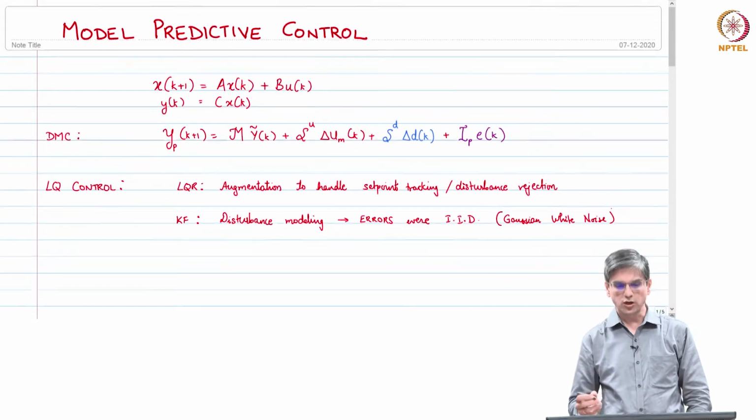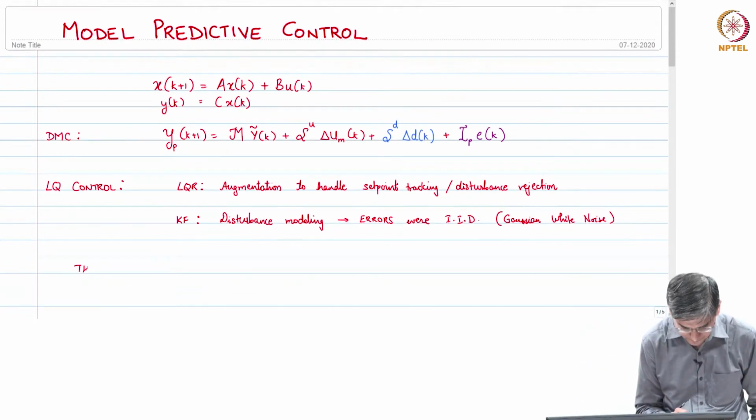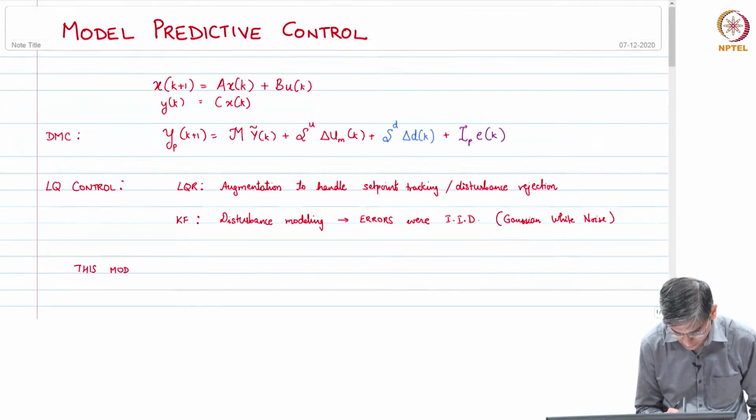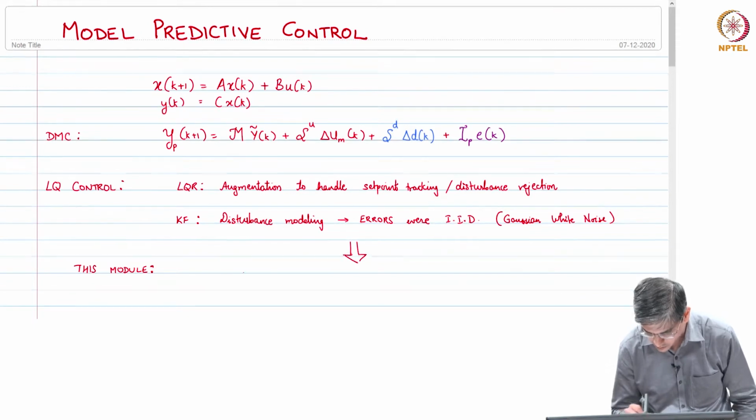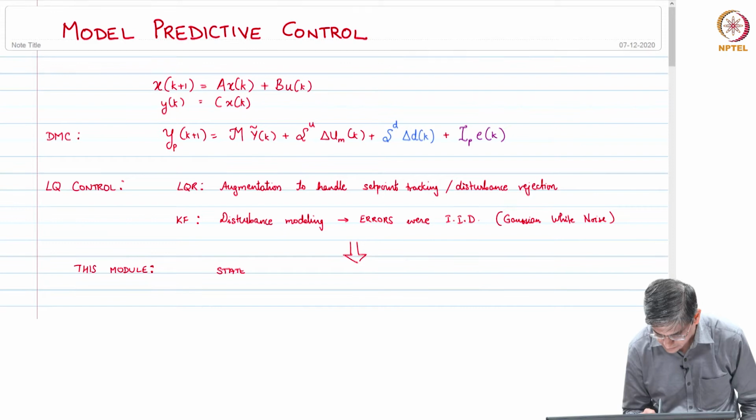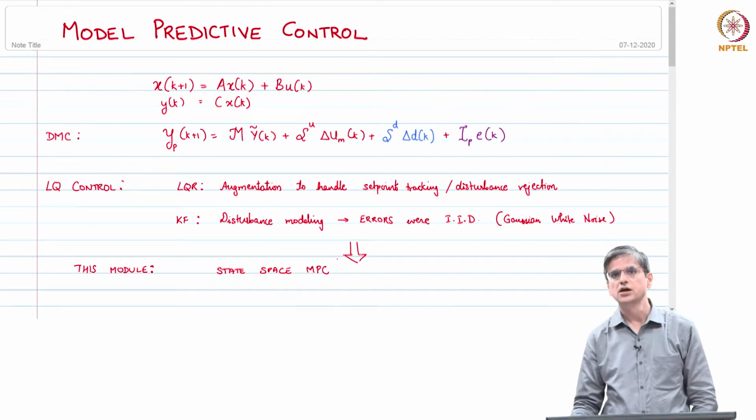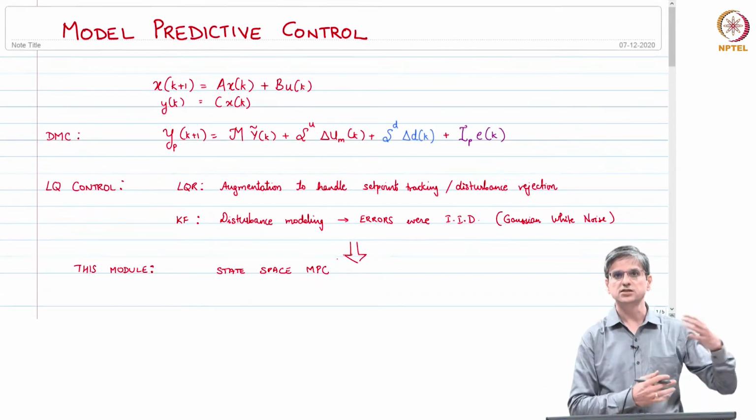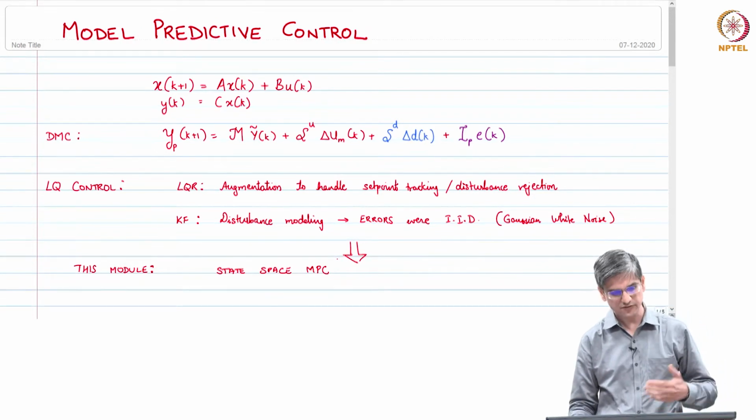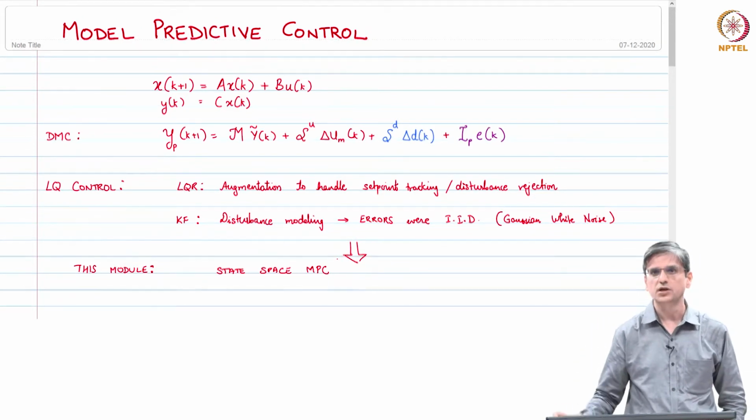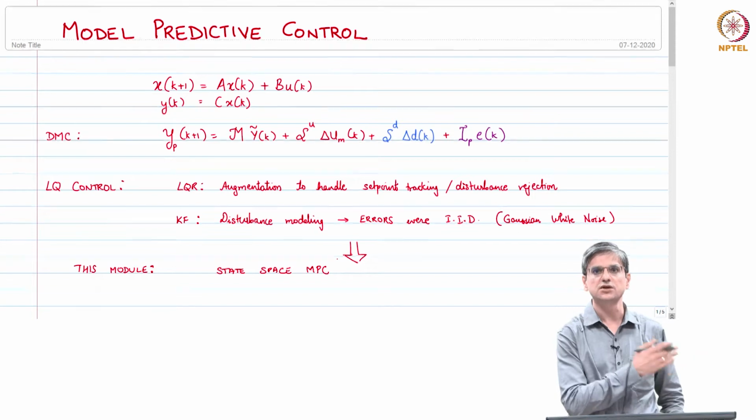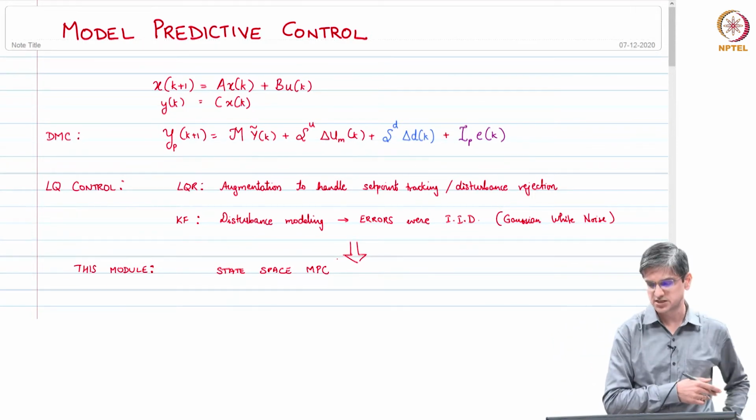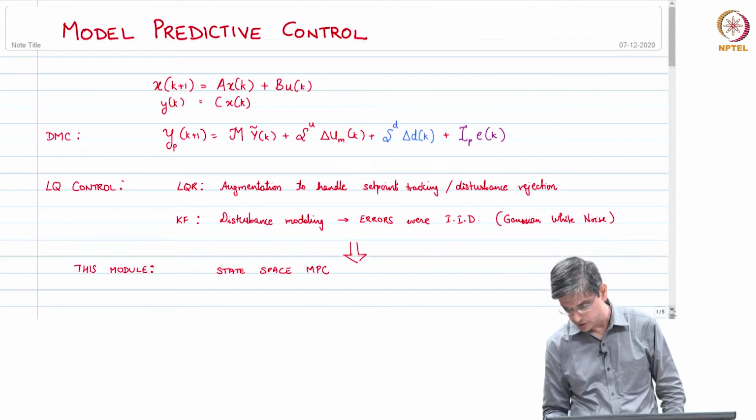Okay. So, what we are going to do in this module is to combine these two concepts for state space MPC. Okay. So, I am going to try to bring in some relationship with what we have done in the DMC, what we have done in LQ control, and use those for state space MPC. Okay, we are going to do this in two parts. First, I am going to talk about the deterministic case, the deterministic state space MPC, and then we are going to talk about the stochastic case.